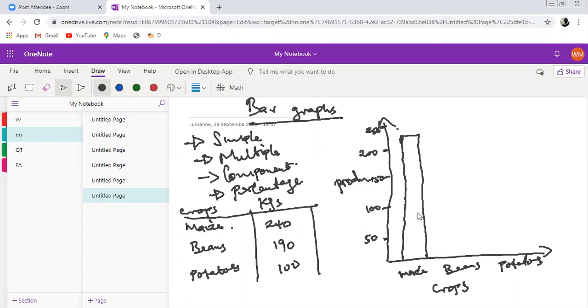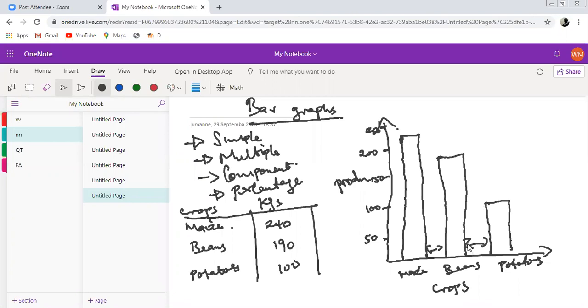That is for maize. Make sure that from this bar to the next, there must be a space. For the beans, the production was 190. So we need to come up to where we have 190 and have our bar for the beans. But make sure there's a gap here. And then the last one is potatoes, which had a production of 100 kgs. So the height here is 100. And also there's a gap here.